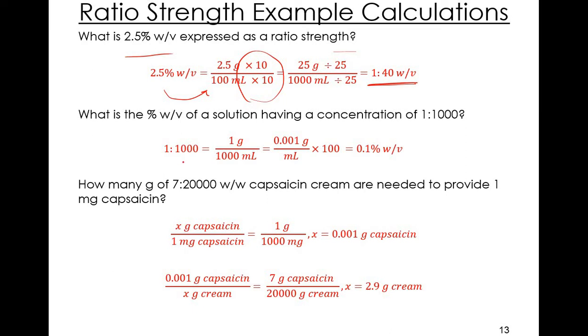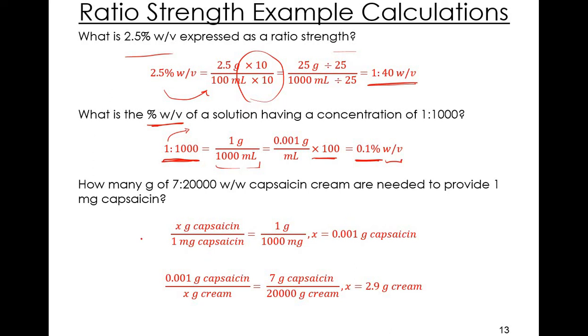In the next problem, we go from ratio back to percent. We start with a ratio of 1 to 1,000, and we want to know what the percent weight per volume of that will be. So we can tip the ratio back up into its fraction form, 1 over 1,000, and just divide that through to give a decimal, 0.001 grams per milliliter. Once the number's in decimal form, you just convert it to a percent by multiplying by 100. So you convert decimals to percentages by multiplying by 100, and you get 0.01%, and it's in weight per volume.